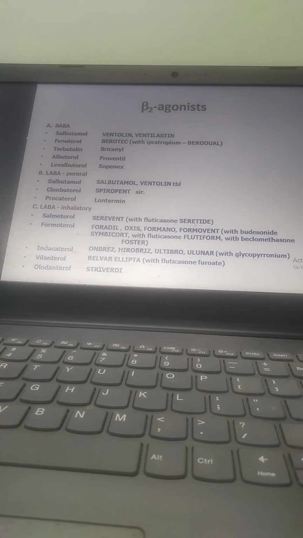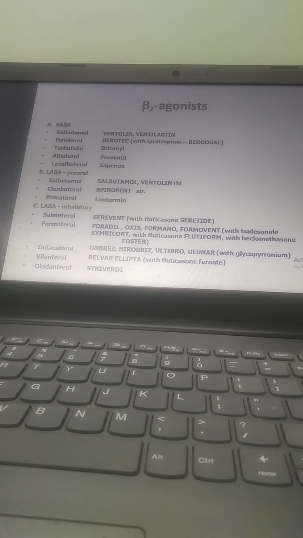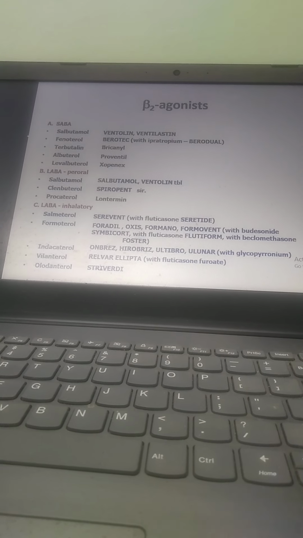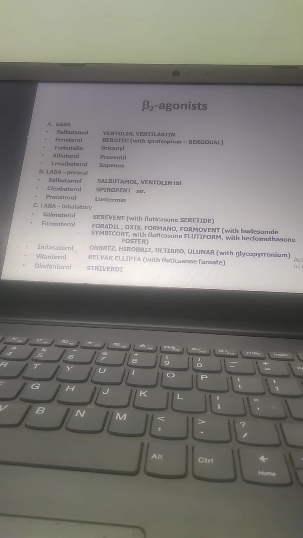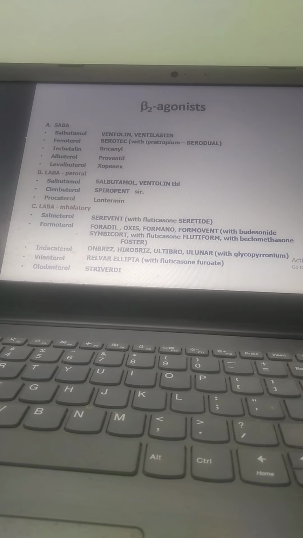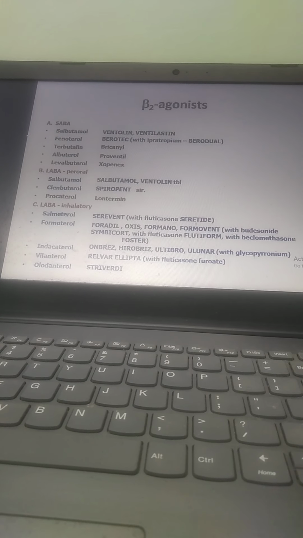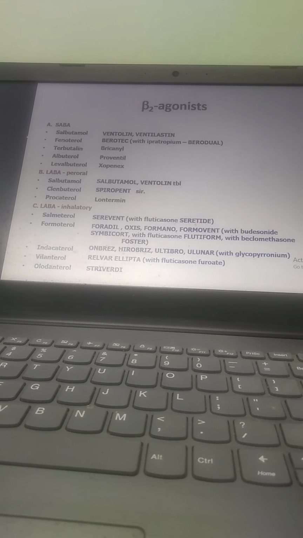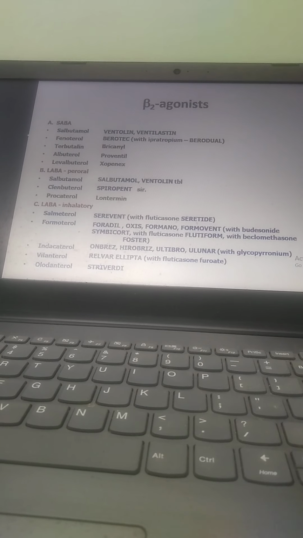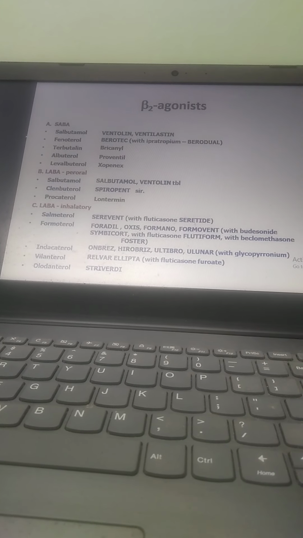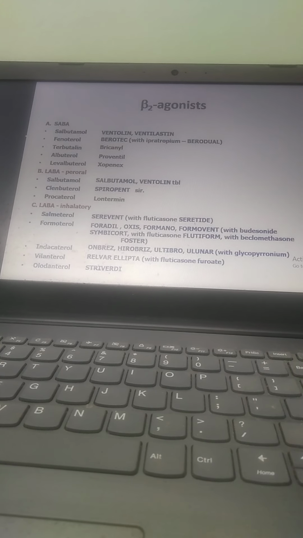Now, beta 2 agonists I have already told: SABA, LABA peroral, and LABA inhalatory. So we have 3 options. SABA means short-acting beta agonist. Salbutamol is there, fenoterol is there, terbutaline is there, albuterol is there, levalbuterol. These are the SABAs. And LABA peroral is salbutamol, clenbuterol, procaterol. These are the 3, SABA, LABA, long-acting beta agonists.